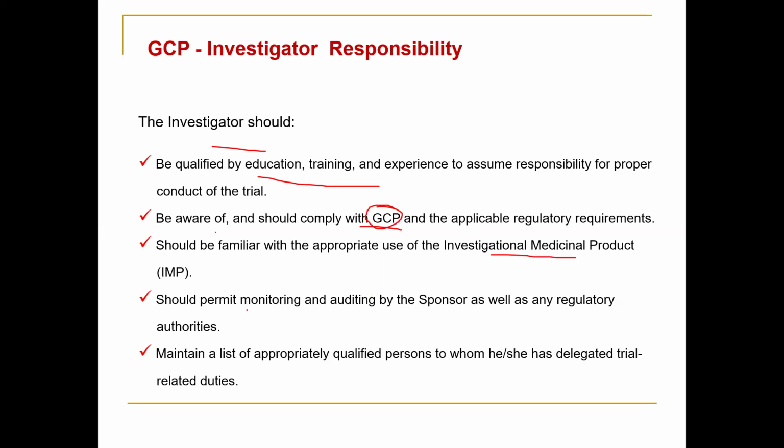And they should allow monitoring and auditing. Again, your QC and QA. A doctor or investigator can't say, no, I don't allow anyone to verify my record. They can't say this. They should allow them. And not only that, a time may come when the regulatory authority can also inspect that site. So they should allow the regulatory authority as well. And hiring the right people in their site, in their hospital, in their trial is their responsibility. So his team should be qualified.